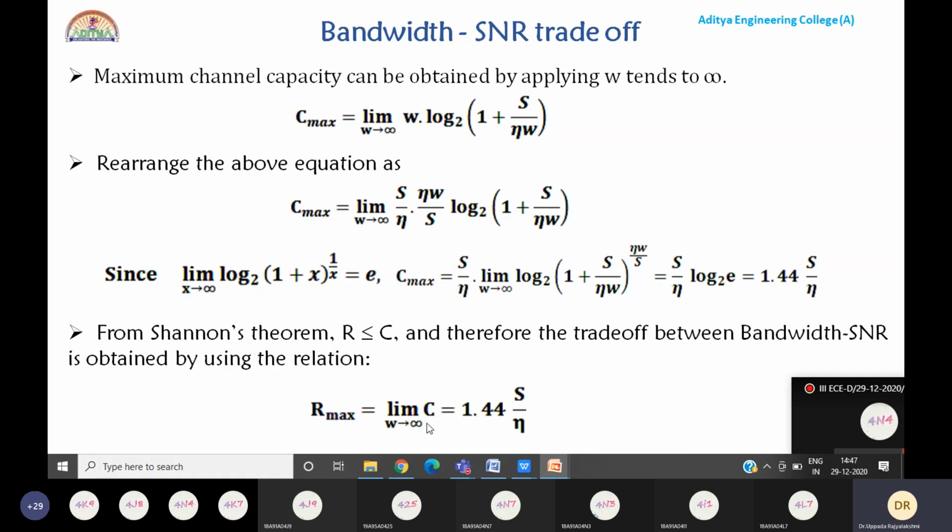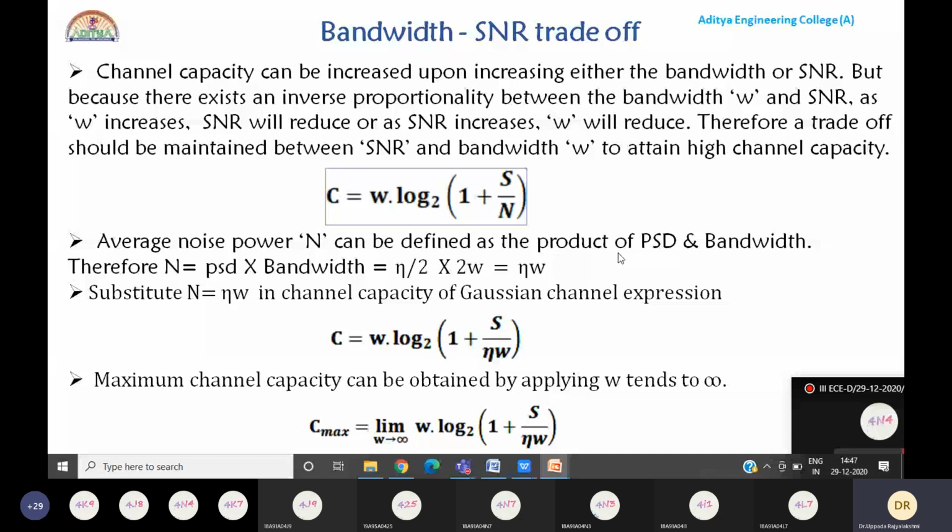So limit omega tends to infinite c, that is the channel capacity. So it is 1.44 s by eta. So r max is limit omega tends to infinite the channel capacity. So it is 1.44 into s by eta. So this relation shows the bandwidth SNR trade-off of the Shannon-Hartley theorem. So this Shannon-Hartley derivation is very, very important, and this trade-off is also important for your examination.